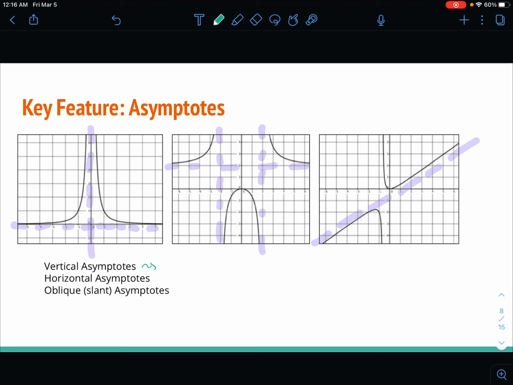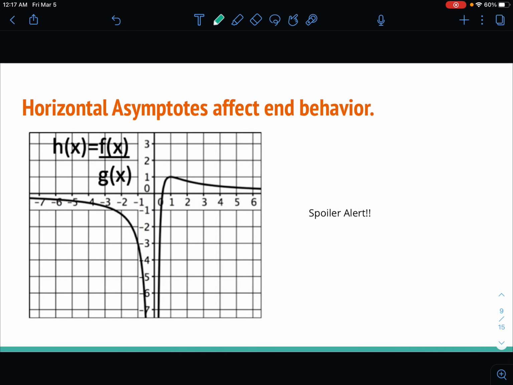For the vertical asymptote, let me write this a different way. We want the zeros of the denominator. So anytime I'm dividing by 0, right, when you think about it. And then horizontal asymptotes we're going to look at in more depth. And again, slant, just to know that they're there, but it's not something we're going to focus on too much.